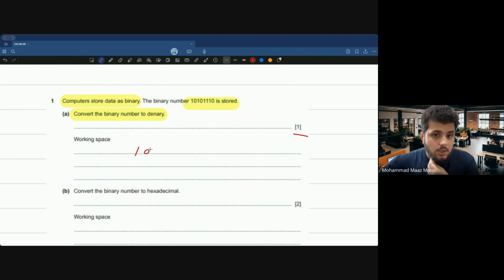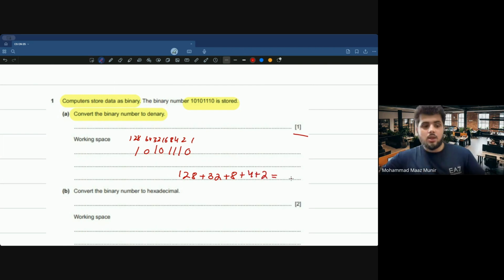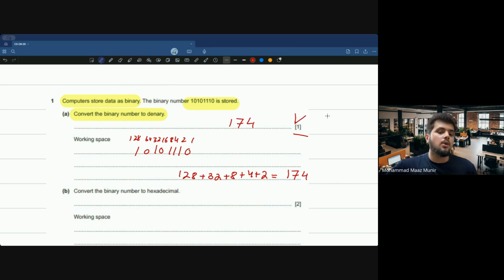I will be writing the binary number, and I will be writing the values up here: 1, 2, 4, 8, 16, 32, 64, and 128. Now what will I be adding? It will be 128, then plus 32, then plus 8, plus 4, plus 2. Now again, mental math time, but as we are short on time, let me do it quickly on the calculator. It's giving me the answer of 174. Simple. Just write 174 up here and you get 1 on 1.